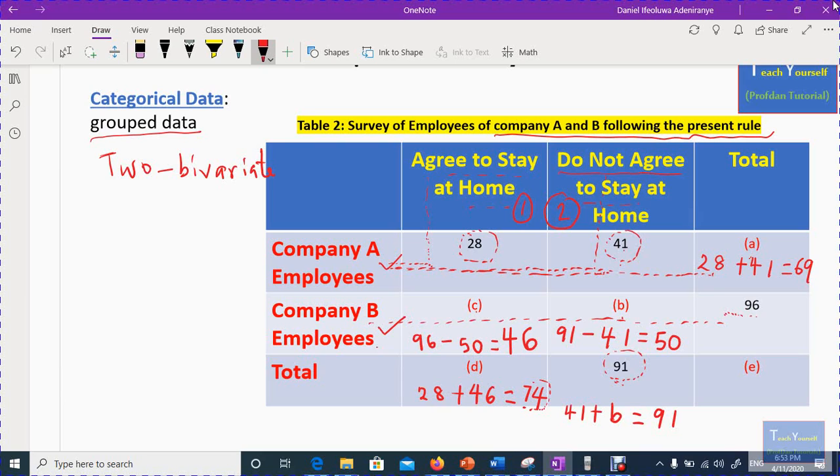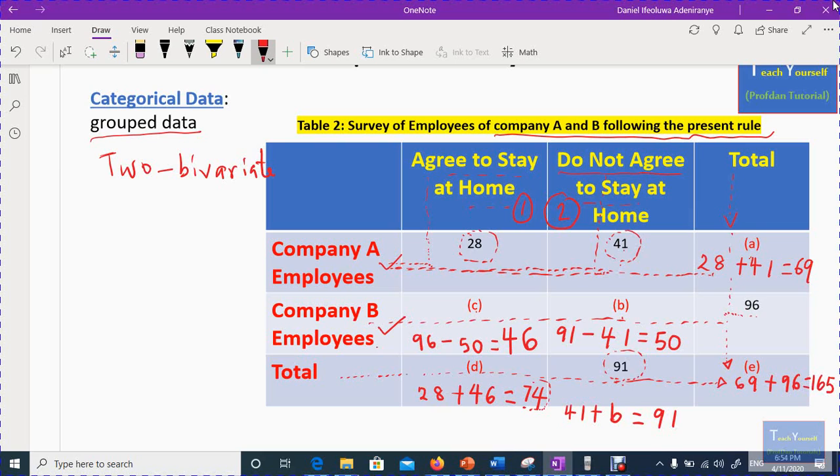And lastly, we need to get E. How do we get our E out? There are two ways, because this is a two-way table. Now, the total you have on this column of total must be the same thing as the total you will have on this row. Let's see what we're going to get. Okay, let's use the column: 69 plus that 96, and this is going to give me 165.